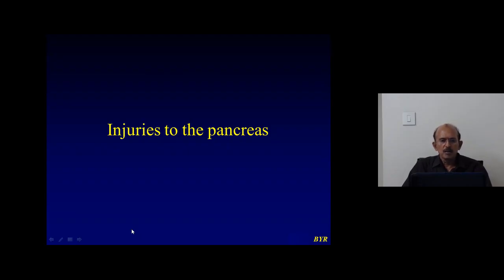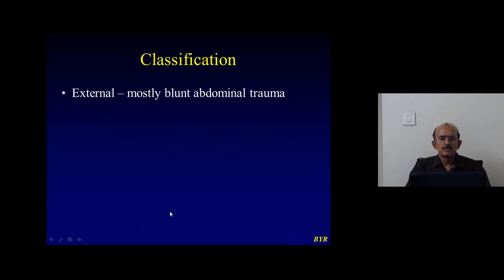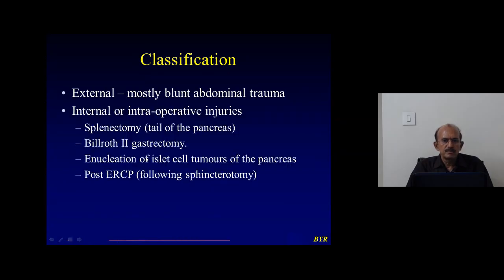Now we will go to the topic of injuries to the pancreas. Classification: external injuries and internal injuries. External injuries are mostly due to blunt abdominal trauma. Internal or intraoperative injuries are mostly due to operative injuries. Operation during splenectomy can injure the tail of the pancreas. When you do gastrectomy, when the ulcer is adherent to the pancreas, then you can injure the pancreas.